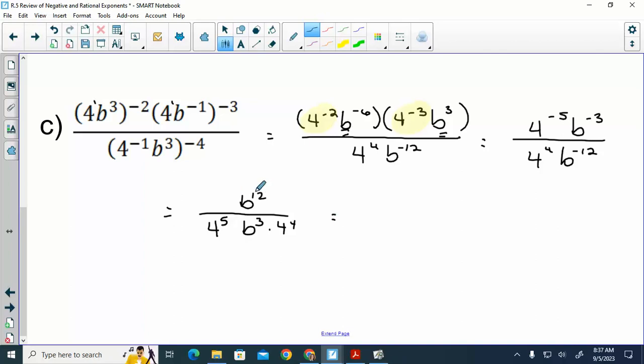So then, with our b's, b to the 12th over b to the 3rd, so 12 minus 3 is 9. With our 4's, when you multiply, you add those exponents, so 5 plus 4 is 9. You could multiply out that 4 to the 9th, it's going to be a rather large number, so I would probably just leave it like this. Questions?